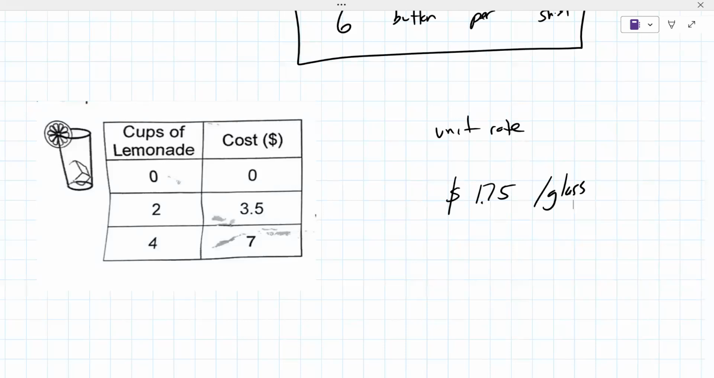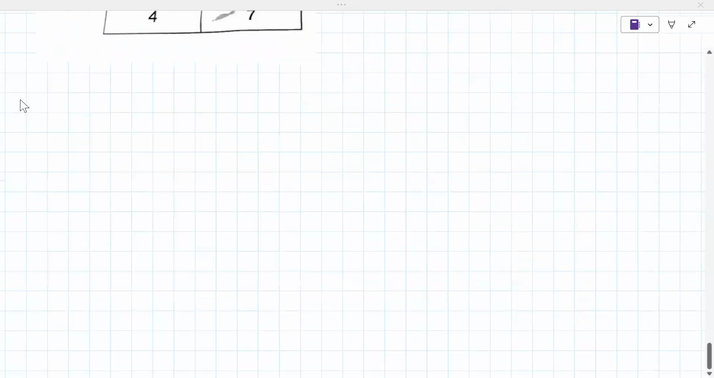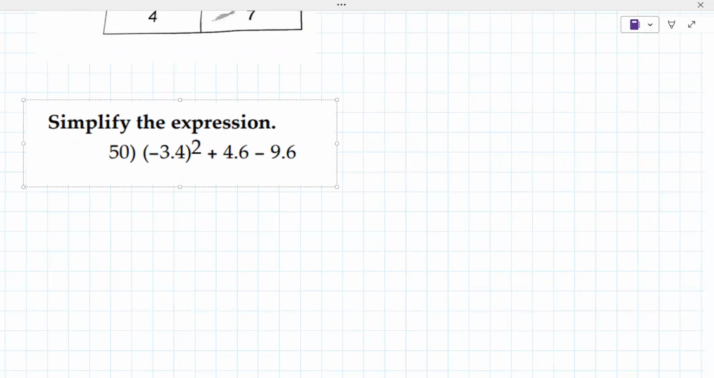Okay. I'm just looking for some other stuff for us to work on. Does this have the answers? Yeah, it does. Okay. All right, let's go back to some simplifying. You said you had a calculator, right? Yes. Okay, give that a try, please.